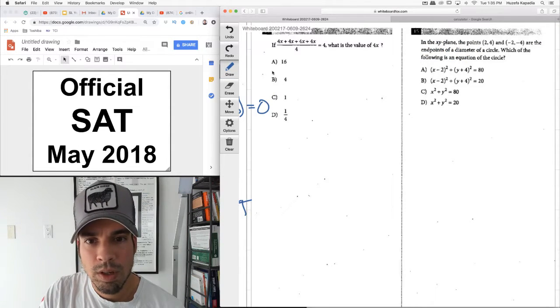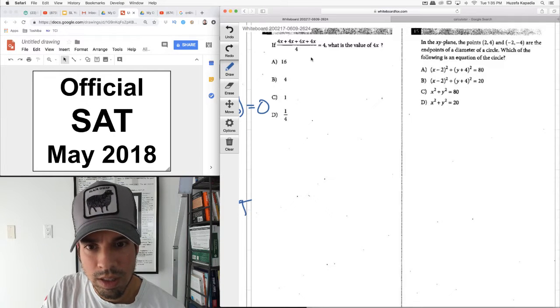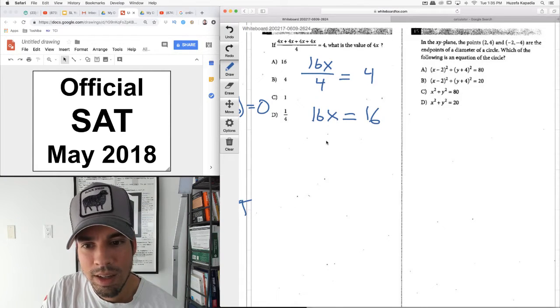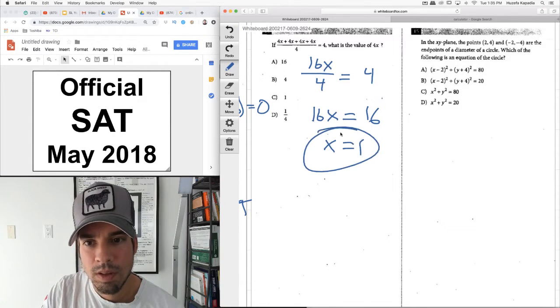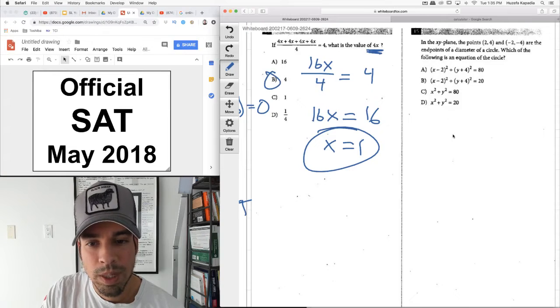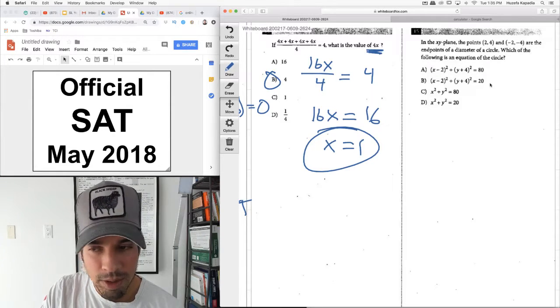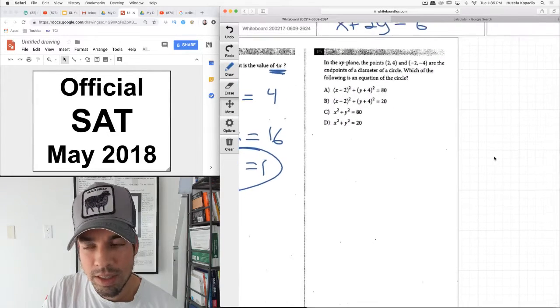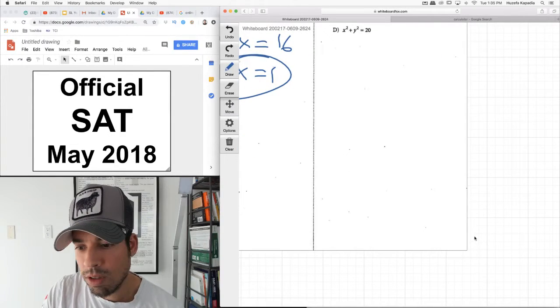If this equals 4, what is the value for x? This actually isn't too bad. 4x plus 4x plus 4x plus 4x. 16x over 4 equals 4. Multiply both sides by 4. 16x equals 16. x equals 1. Oh, what is the value for x? Wow, see, I almost chose that one. Be careful. It's B. That could be a deadly mistake. So watch out, especially this is problem 14, problem 15, things like that. That's where it can get you.